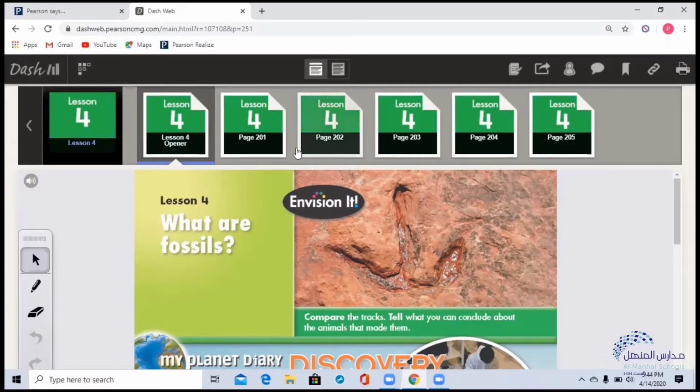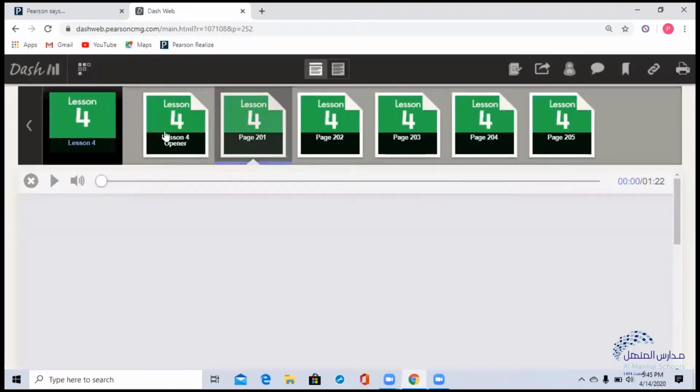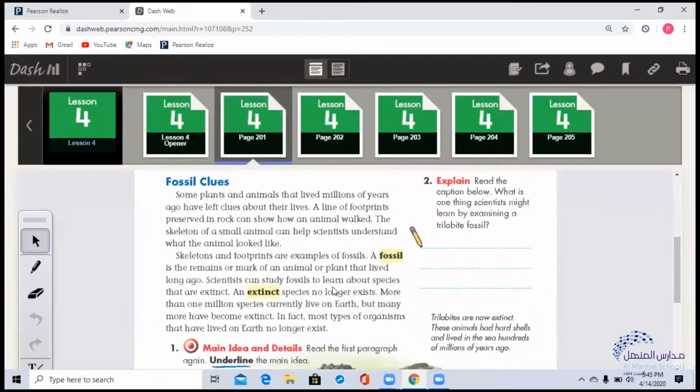So lesson 4, what are fossils? If we look at page number 201, fossil clues. We need to know what fossils are. A fossil is the remains or a mark of an animal or a plant that lived long ago, that is millions of years. Scientists can study fossils to learn about specific species that are extinct. An extinct species no longer exists.